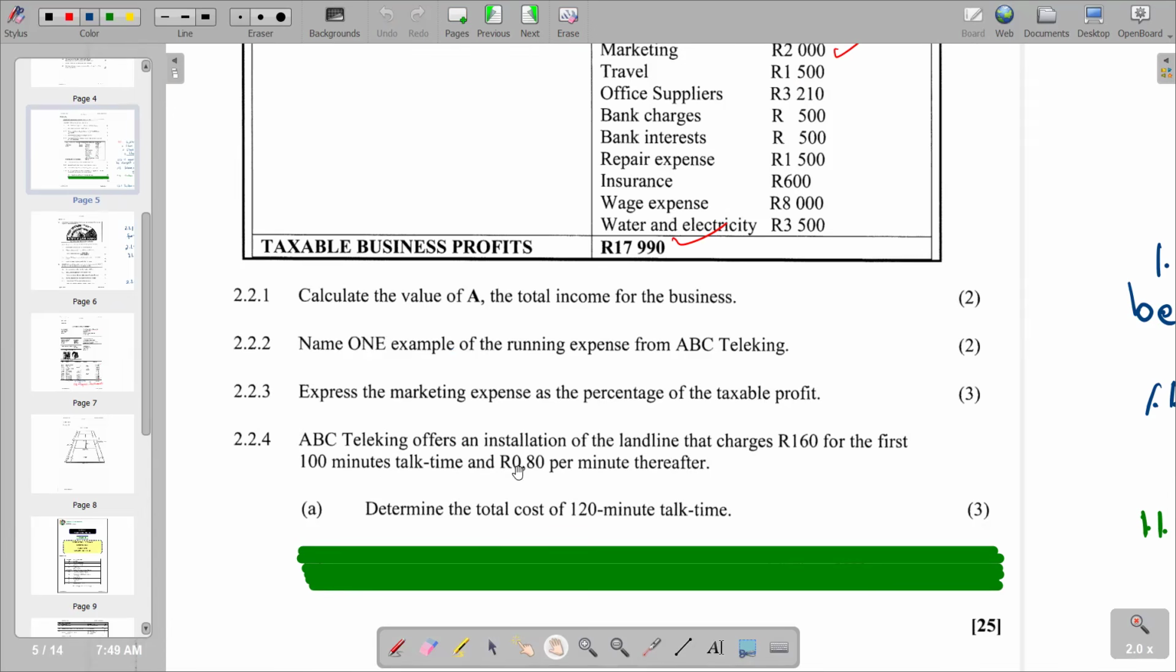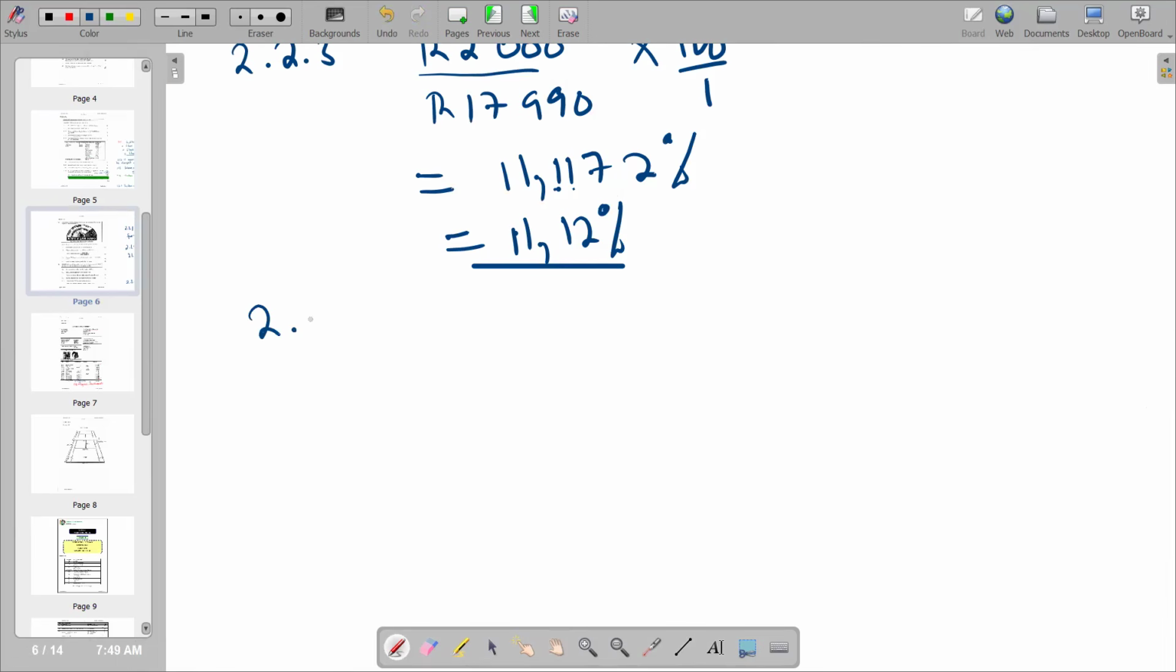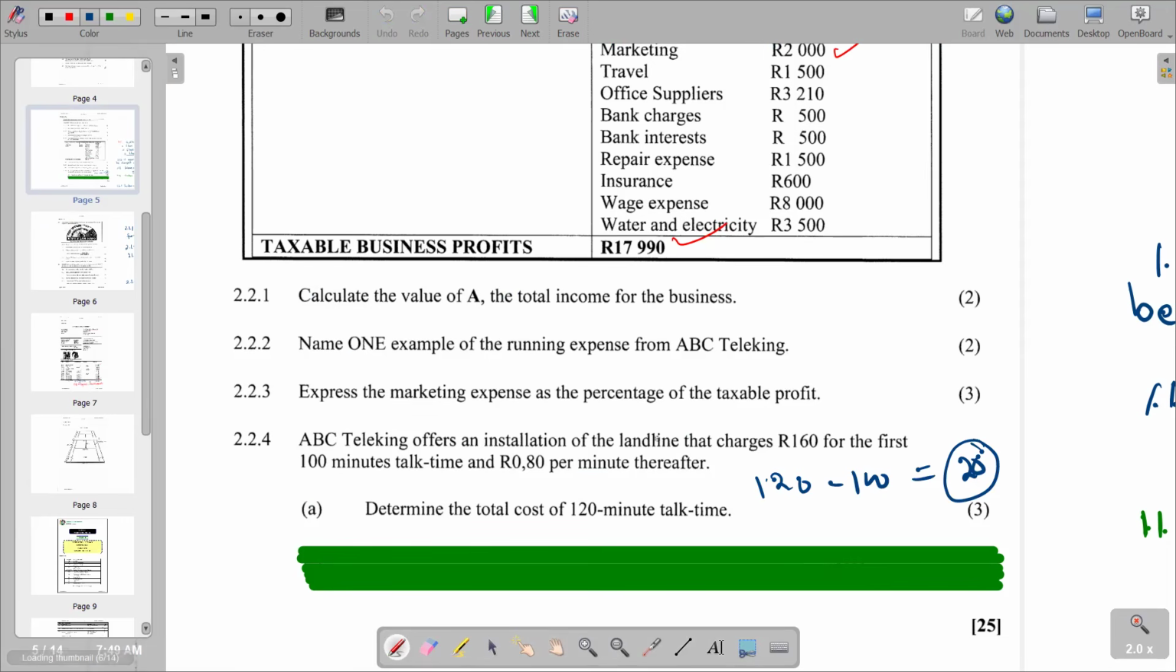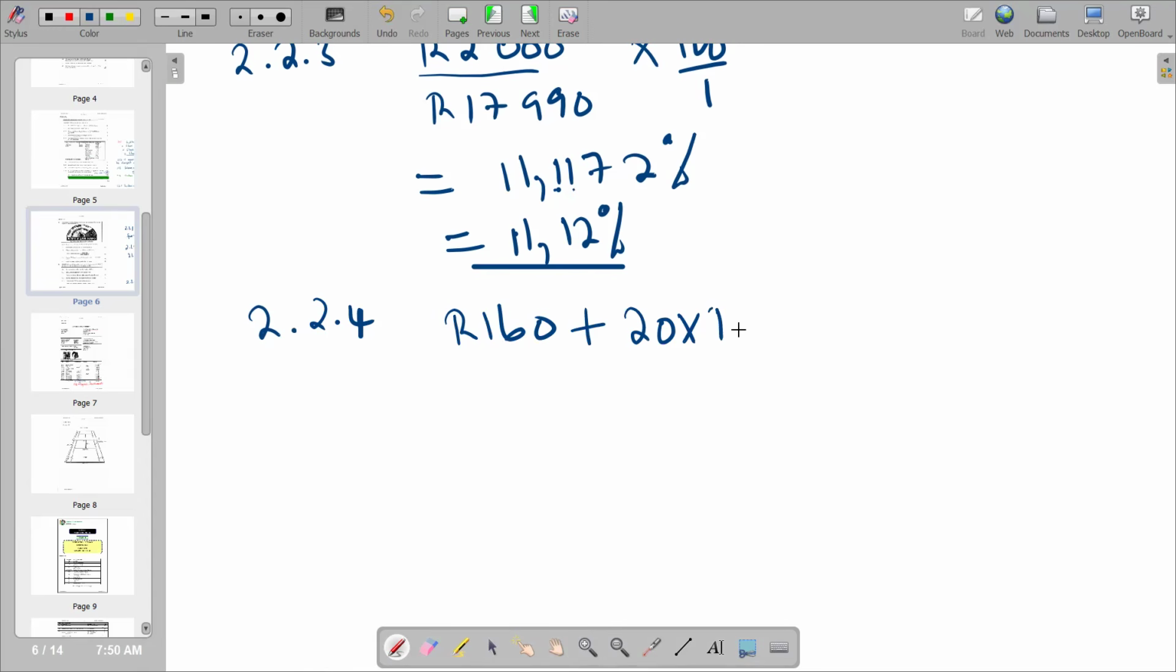So obviously the first 100 minutes is going to be 160, but I will still have an extra 120 minus 100. So that will be applicable to our 80 rand per minute now. So we can just take note of that. Now we go to our other section, 2.4, whereby we are saying 160 rands is indicated, and it's for the first 100 minutes, and then thereafter we've got 20 minutes.